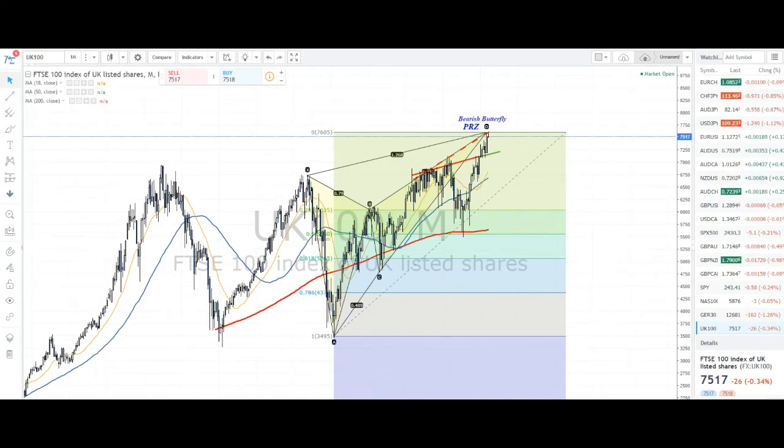What is the potential reward? What is the risk? What are the potential target zones? And how do you set them later in this video? But for now, let's start by saying, what is a butterfly pattern?